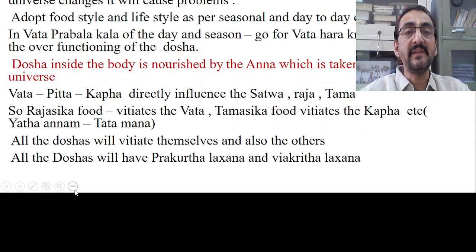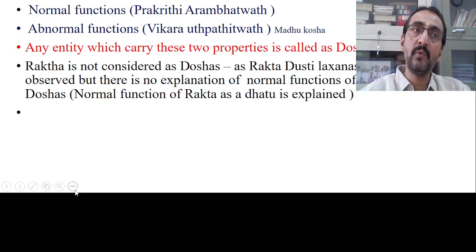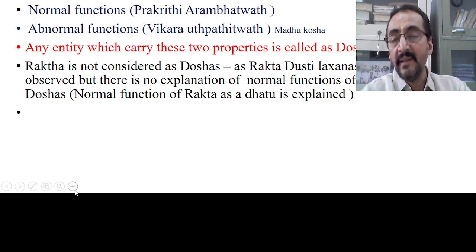Okay, so these are some of the important aspects related to the doshas. Basically, we say doshas are present in the body. They are maintaining our equilibrium. They are responsible for homeostasis. Vata, Pitta, Kapha are the three important doshas. And one which is able to vitiate itself and also vitiate others is called dosha. The two important aspects which help to identify the dosha are normal functions and abnormal functions. And these are some of the analysis of the definition of the doshas.